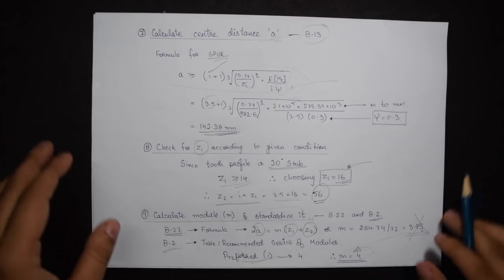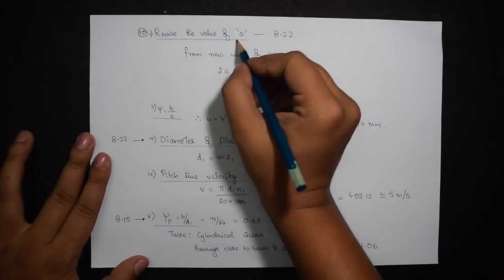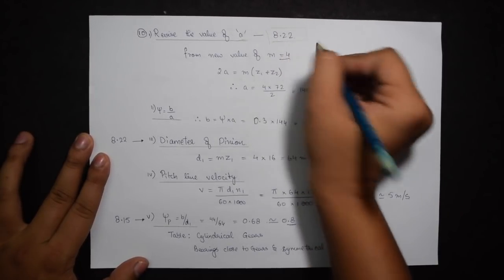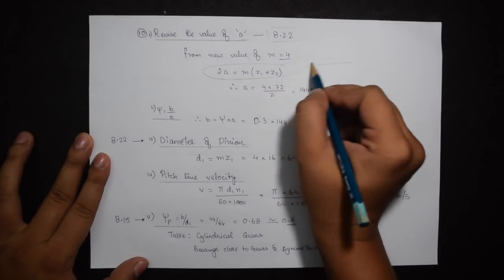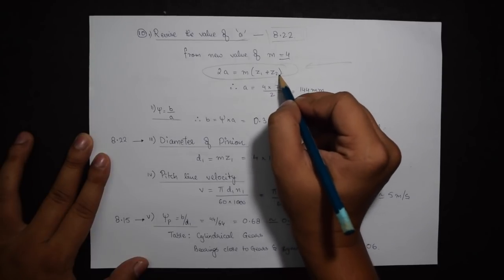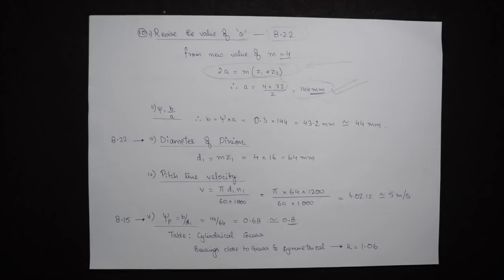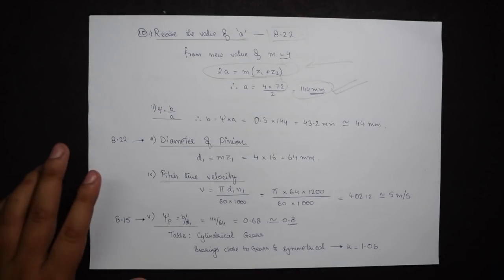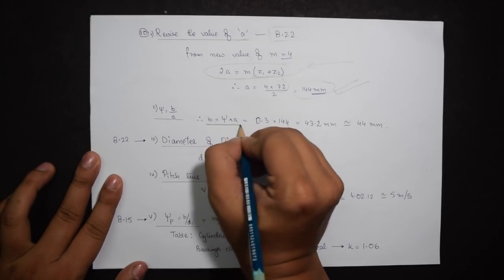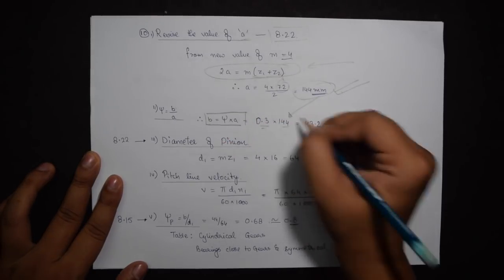Now since my module is standardized as M is equal to 4, I will have to revise the value of A. Again on page 8.22 using the same formula, I will be revising the value of A. So A is equal to 4 into 72 divided by 2. 72 is Z1 plus Z2, which gives a value of 144 mm. Similarly, I will be finding the value of B over here, which will be used further on. So as I know psi is 0.3 and A I just revised as 144, therefore B becomes 44 mm.